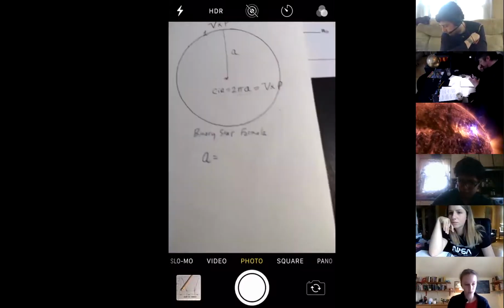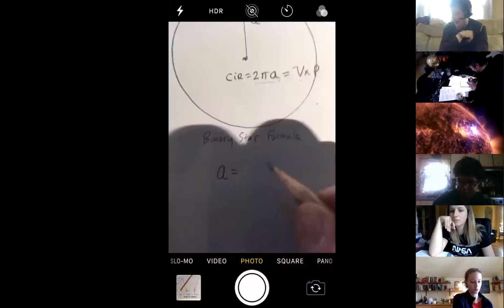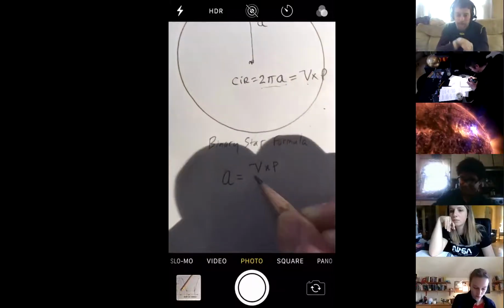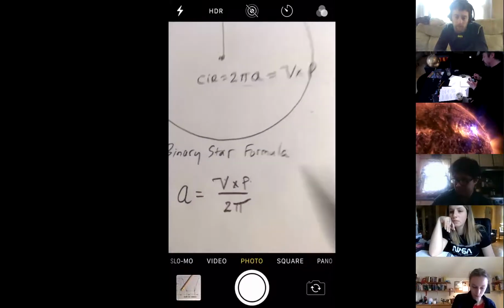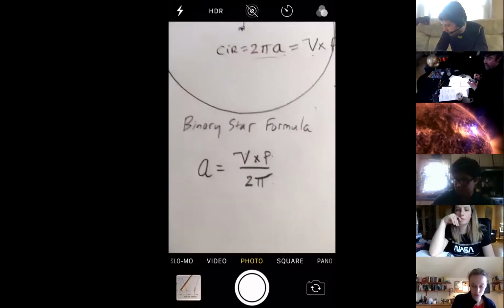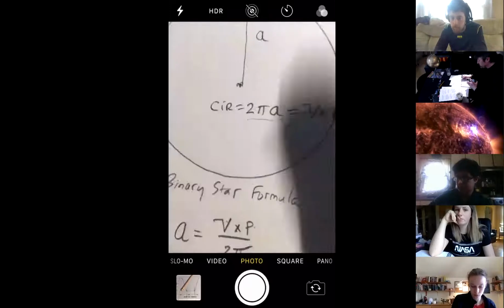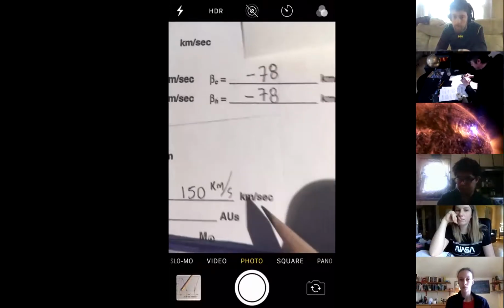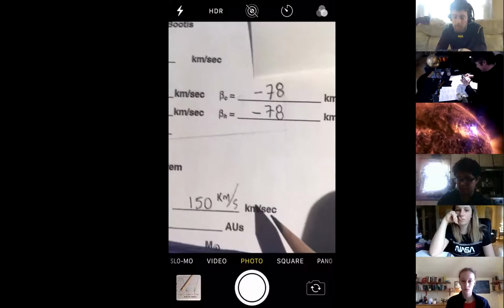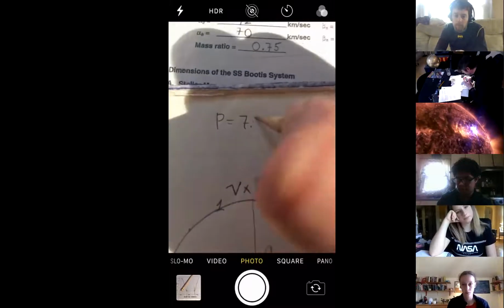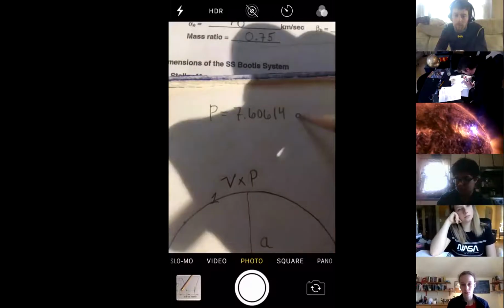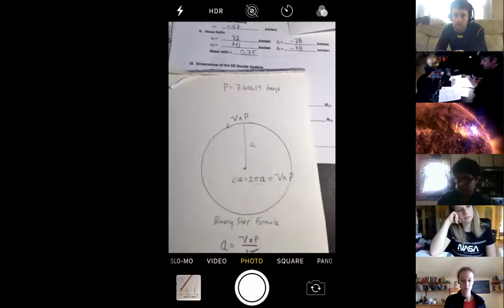The binary star orbit formula is a way to calculate the semi-major axis of the star's orbit without having to resolve it or see it, provided you can get the velocity. It's velocity times period over 2 pi. Normally you would do this all in MKS units, but here our units are totally off. We've got kilometers per second here, which is not MKS. And our P is being measured in days. You'll remember that the period of this binary was 7.60614 days. So we're going to have to do a couple of conversions here.